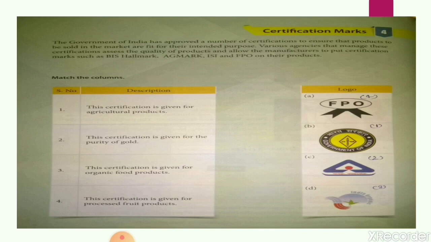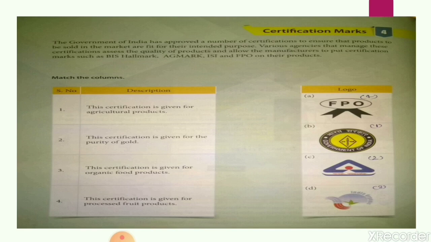Then the second, this certification is given for the purity of gold. So option C, this is the certification, this is a BIS hallmark. So the second description matches with logo C. Then third, the certification is given for organic food products. So this one matches with option D, where you can see on logo it is written India Organic. So description third matches with logo D.